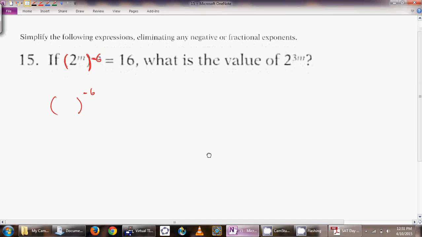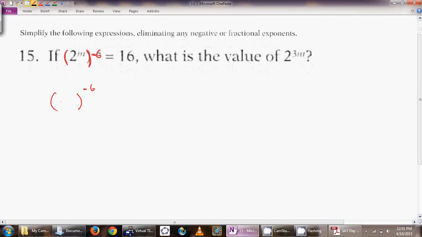Oops, computer's acting up on me. I've got 2 raised to the m power. Alright, and this all supposedly equals 16. Before I even answer this, I need to address this. This is not simplified, so I need to simplify it.